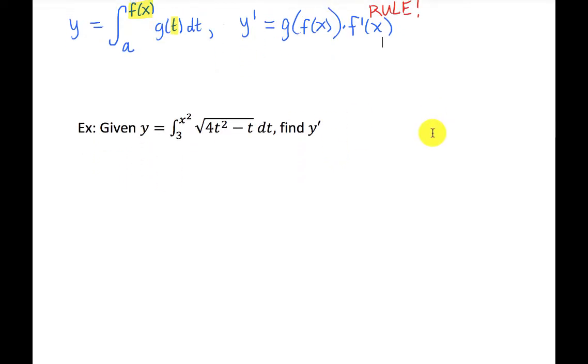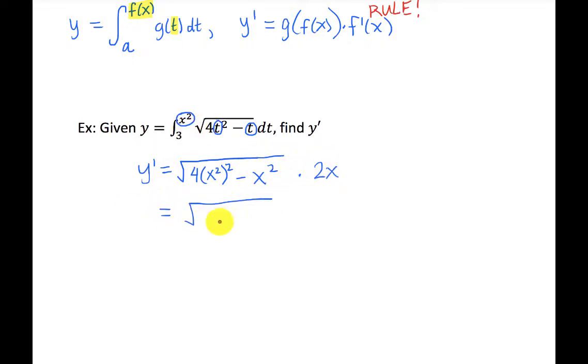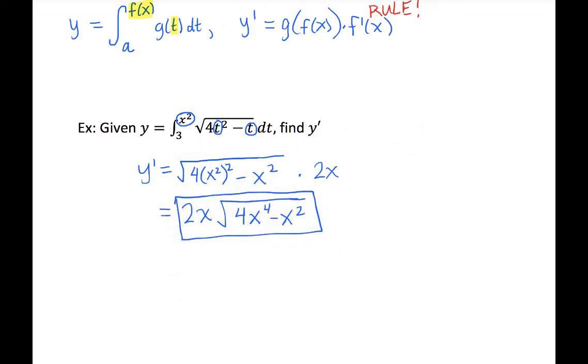So in this example, if I want to find y prime, I'm just going to replace all of the t's here for that function with that upper limit, x squared. But since it's not just x, in order to take the derivative properly, we have to then multiply by the derivative of x squared, which is 2x. So then our final answer is 2x root 4x to the fourth minus x squared.